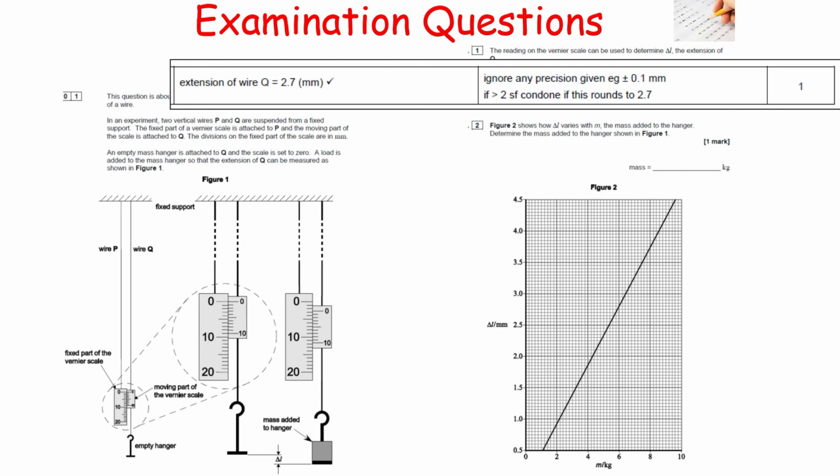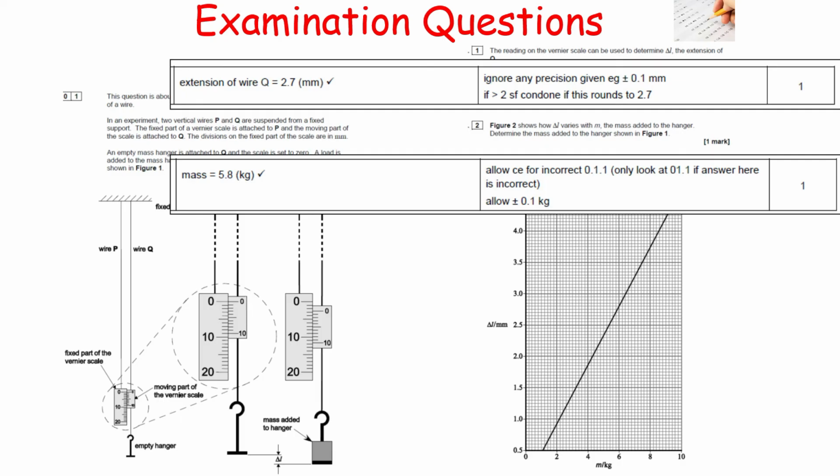So how can we work this one through? Well, we can work out our mass to be 5.8. Why is it 5.8? Because we've just worked out what the extension is going to be. We've worked out our extension is 2.7. So therefore we go up on our graph to 2.7 on the y-axis, read across, read down, and we get our x-axis value to be 5.8 kilograms.